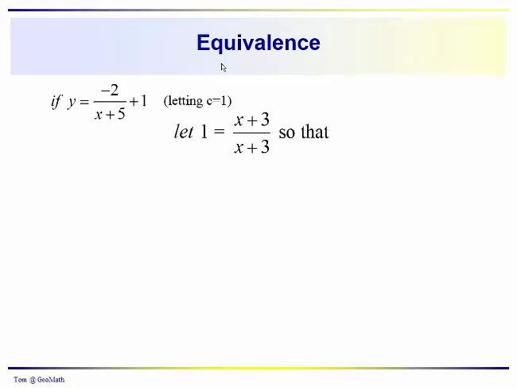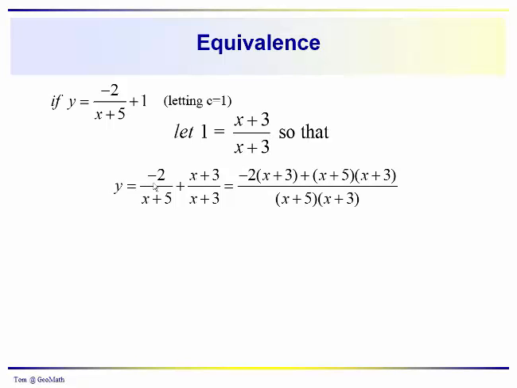Now there is some equivalence between those two functions. We could figure it out if it was important. What we can do is start with our y that we get. Let's say c is equal to 1. Then we let 1 equal x plus 3 over x plus 3. We can do that. It's still equal to 1, right? So we'll just let 1 equal x plus 3 over x plus 3.